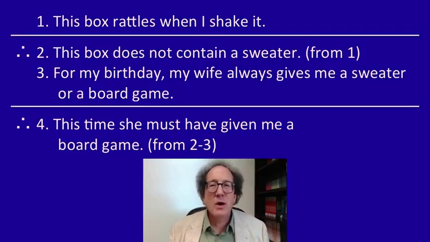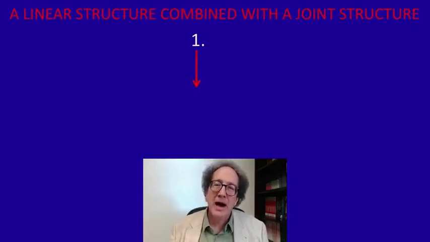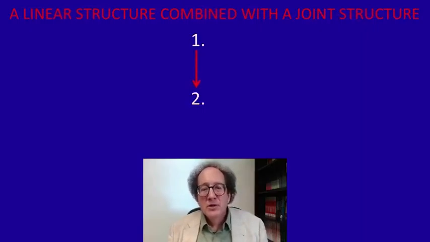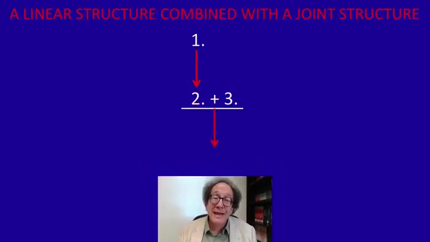And we can use our diagram methods to diagram this argument the same way we did before. We simply start with premise 1, the box rattles when I shake it, draw an arrow down to its conclusion, namely, the box does not contain a sweater. That's 2. And then we show that those are joint by adding a plus premise 3, namely, my wife always gives me either a sweater or a board game, draw a line under them and an arrow from those two together down to the eventual conclusion, namely 4, that this time she must have given me a board game.